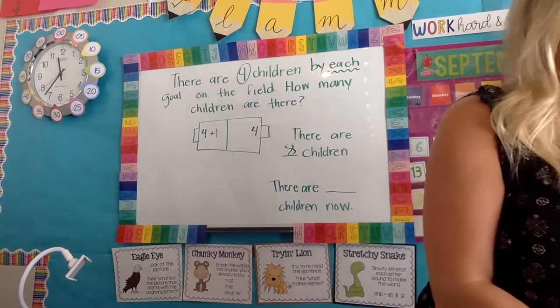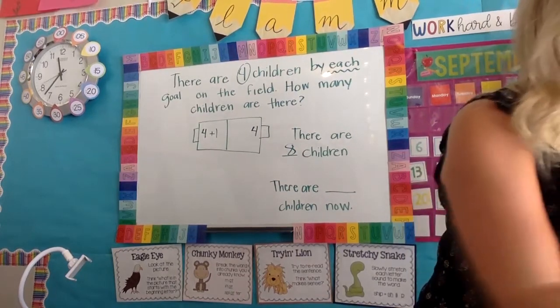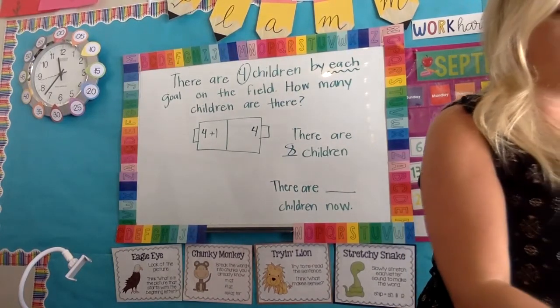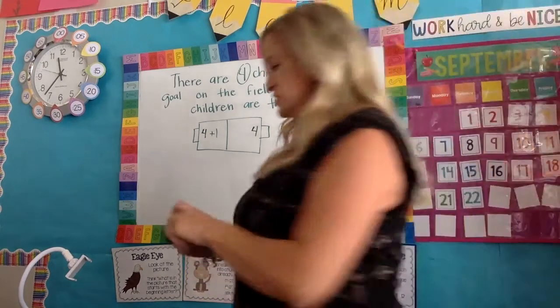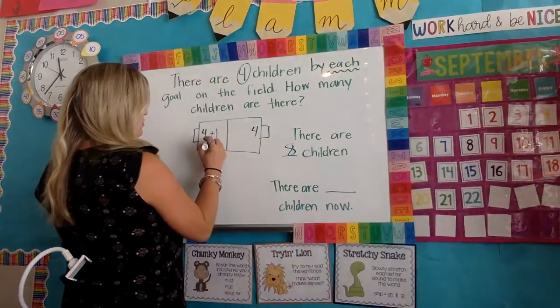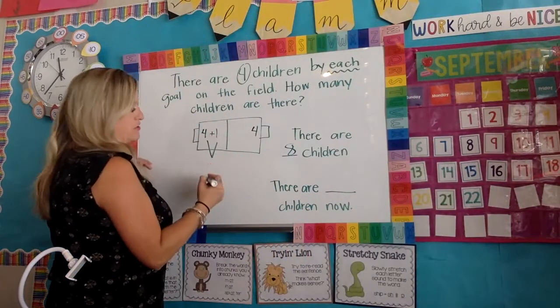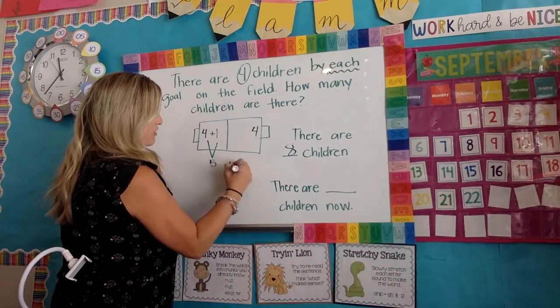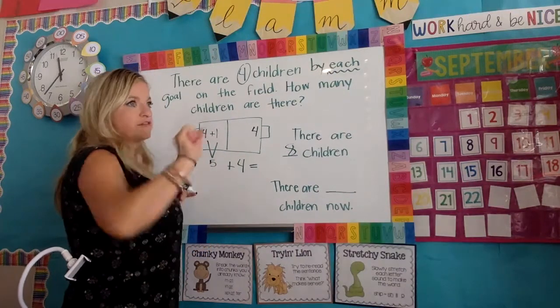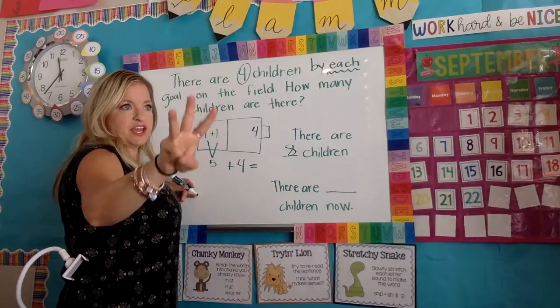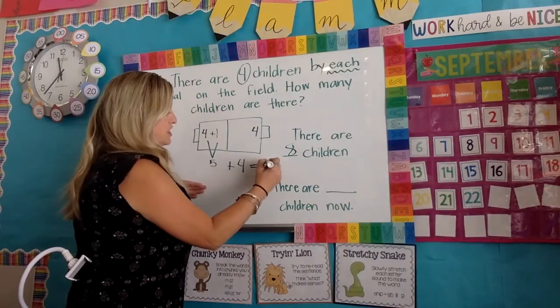Okay, so I'm going to solve it both ways, okay? I'm going to solve it both ways that I just talked about to you, okay? So what you can do is you can do 4 plus 1, and I'm going to draw like a caret. 4 plus 1 is 5. 5 plus 4. I can count on 5, 6, 7, 8, 9. There's 9.